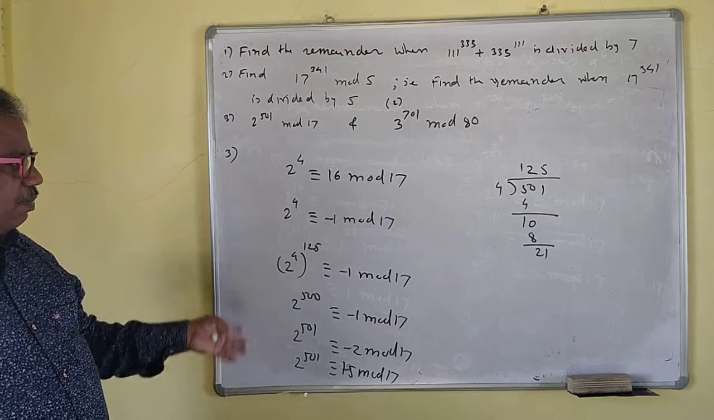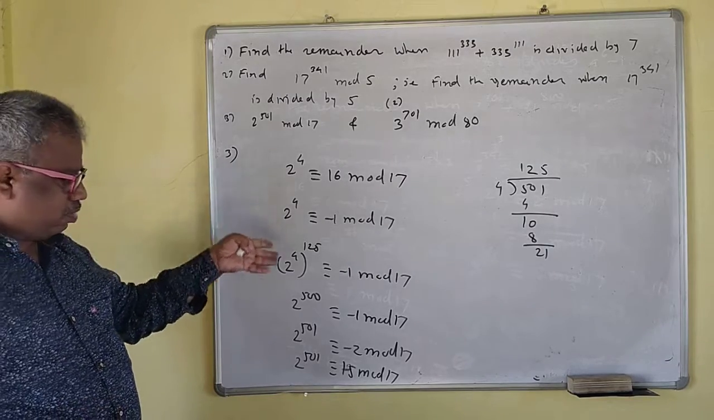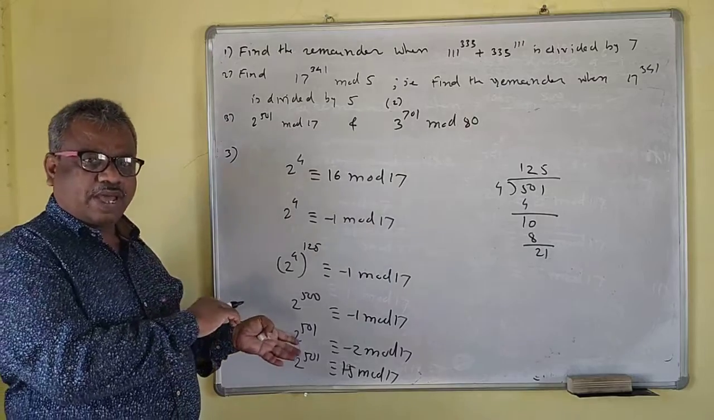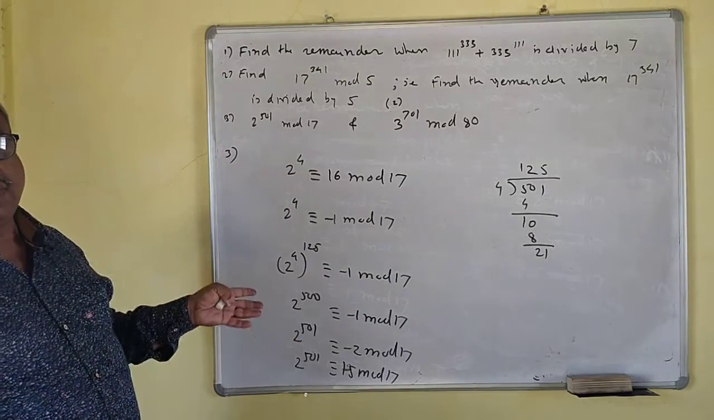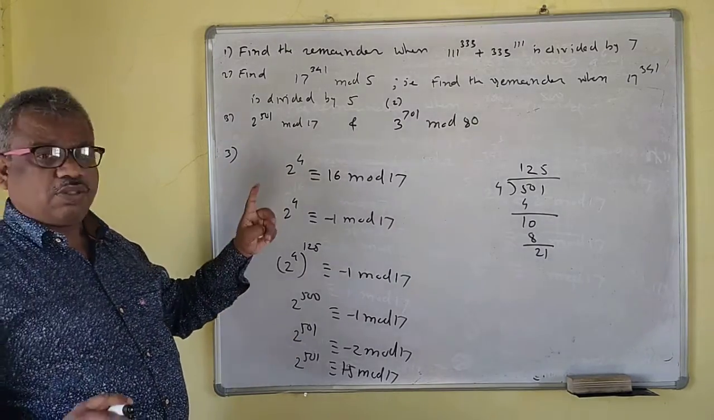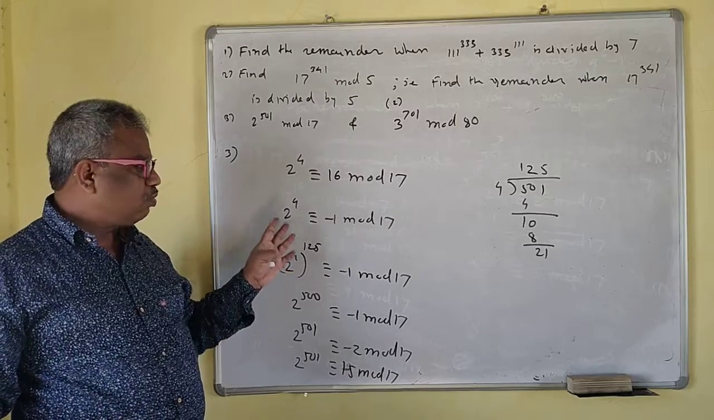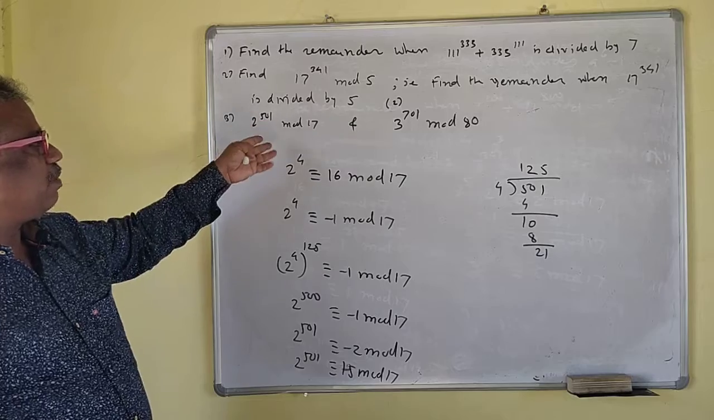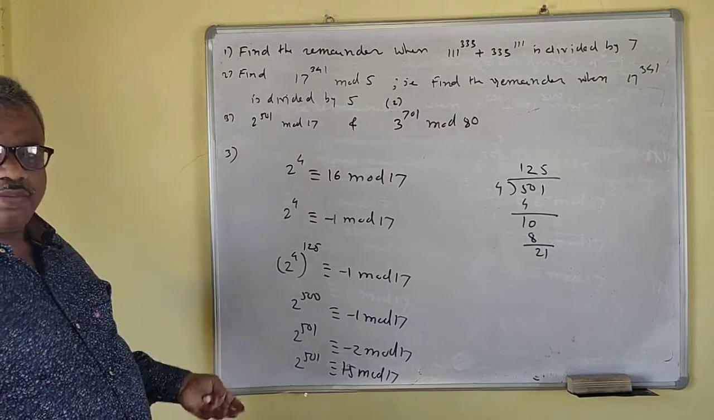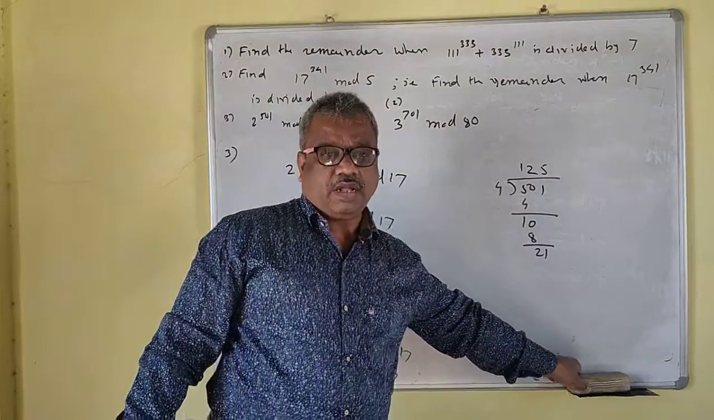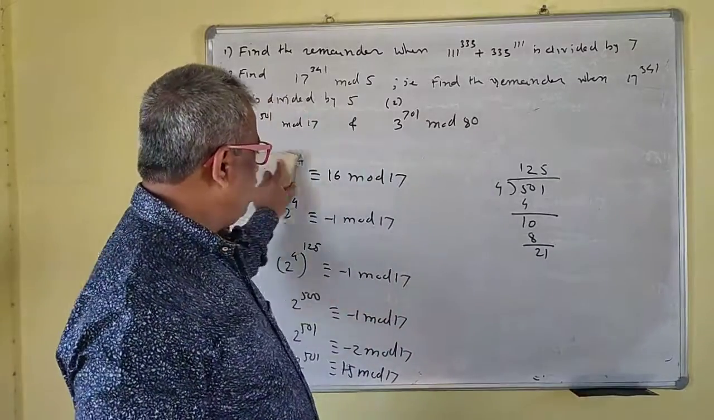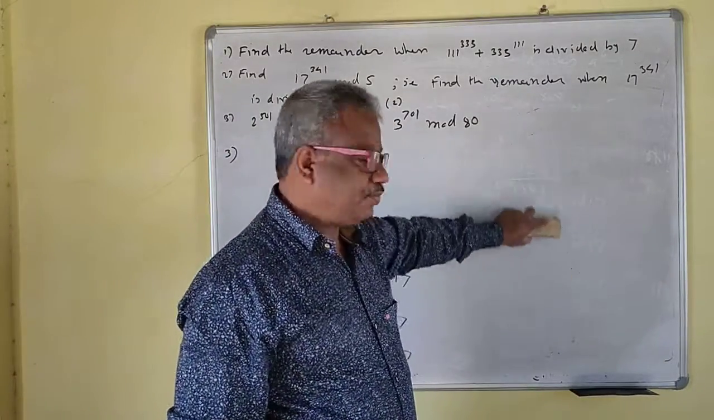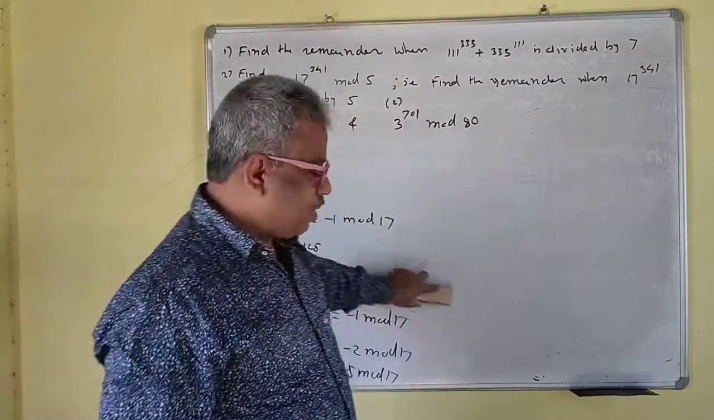In the exam, apply one and solve, either using Fermat or the other. But if the problem says to use the Fermat theorem, then we have to solve by the first method, and this is the second method. If it is only given as find the remainder, then you can apply any method. But if the command is there, find by Fermat theorem, then no option. So you have to apply the first method.